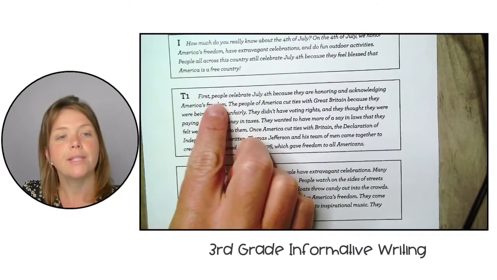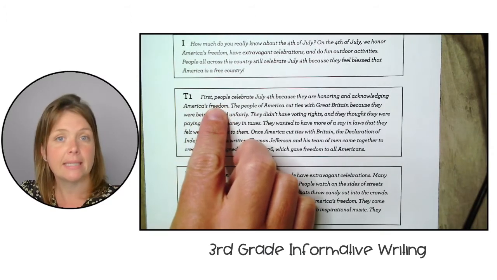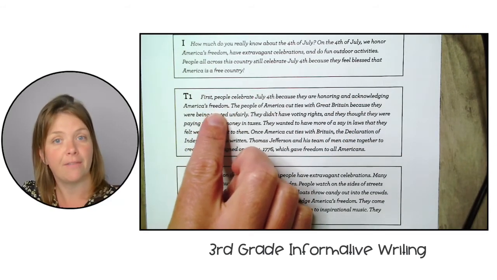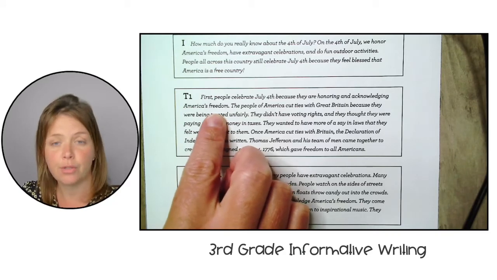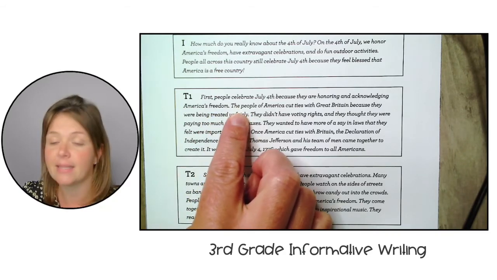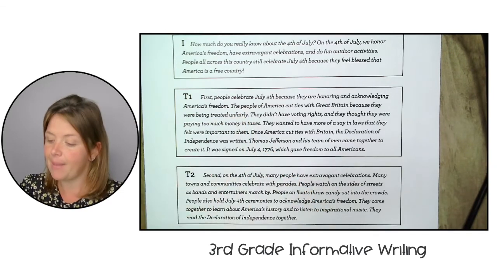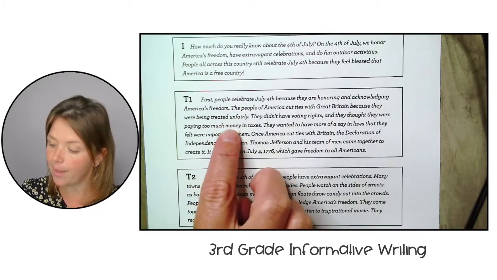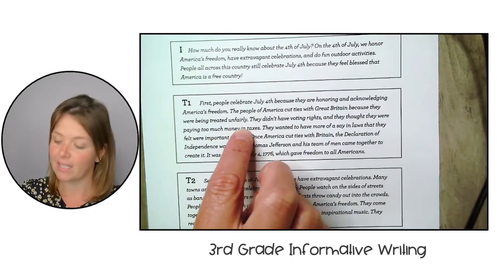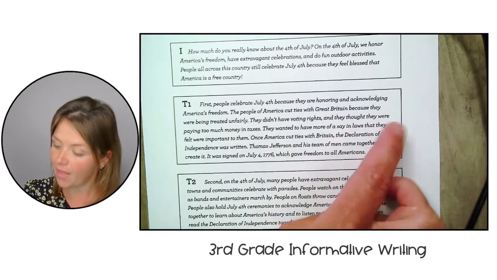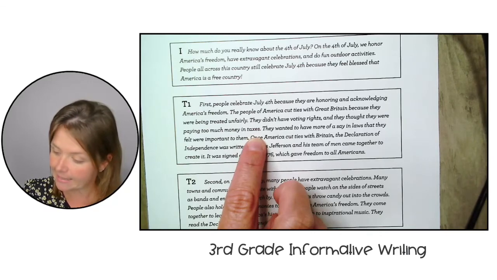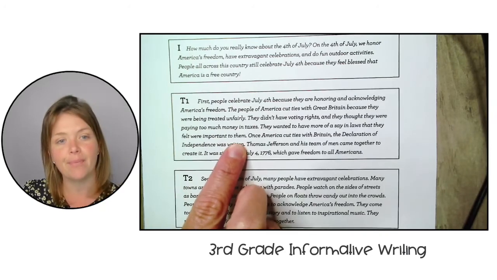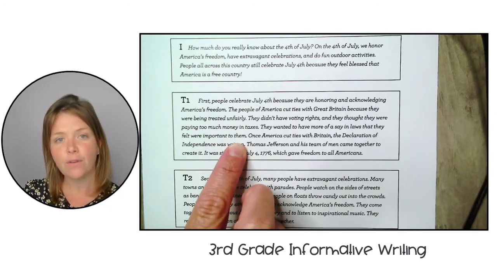Now, I'm not going to worry so much about my topic sentence because my topic sentence sounds great. I have my transition word and I have my topic sentence about what this paragraph is going to be about. So the thing I'm going to go to next is my first subtopic, that's subtopic A. And that subtopic A has the sentence, the people of America cut ties with Britain because they were being treated unfairly. They didn't have voting rights and they thought they were paying too much money in taxes. They wanted to have more of a say in laws that felt were important to them. That's our subtopic A. So let's focus on that.